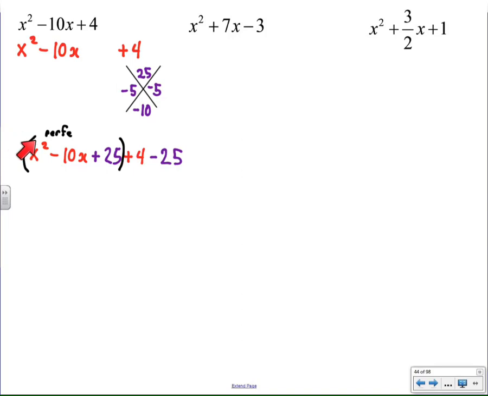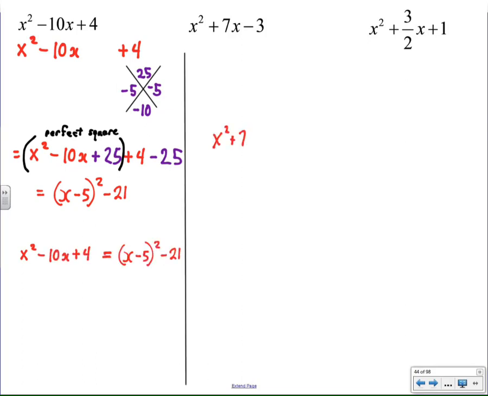What I've done now is created a perfect square right here in the middle. If I factor it, now I get a new form. So in the process, what I've just done is gone from standard form. By completing the square, I now have vertex form.